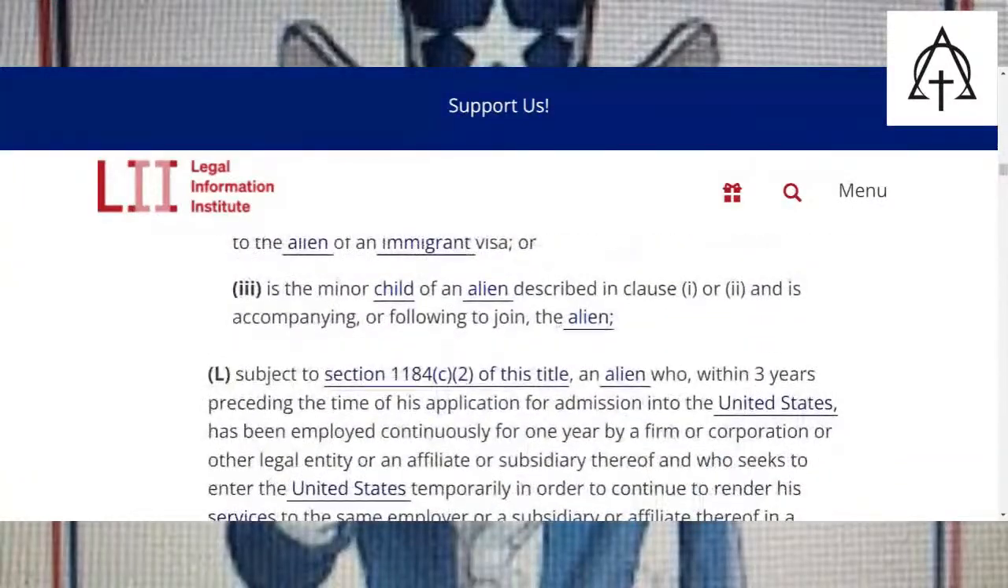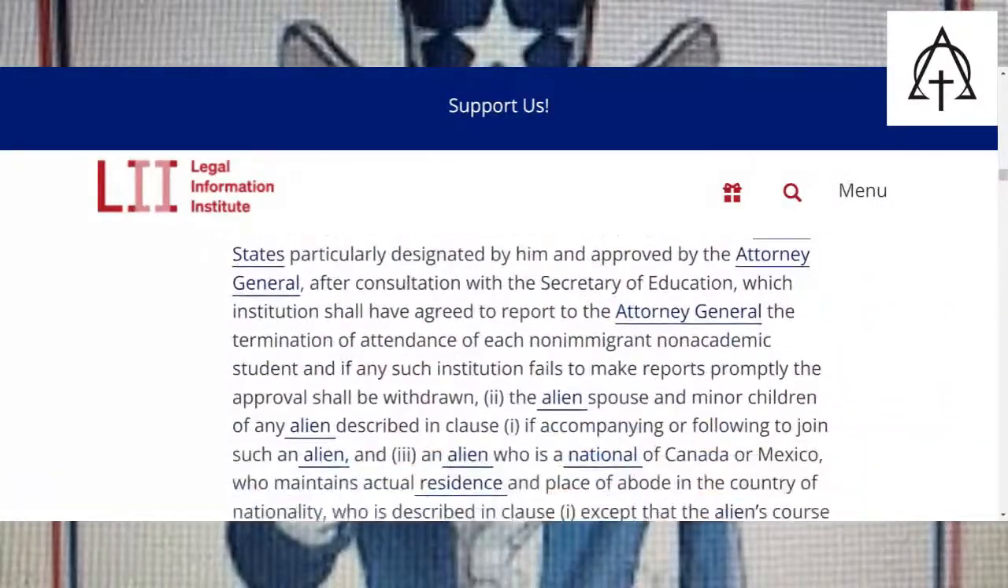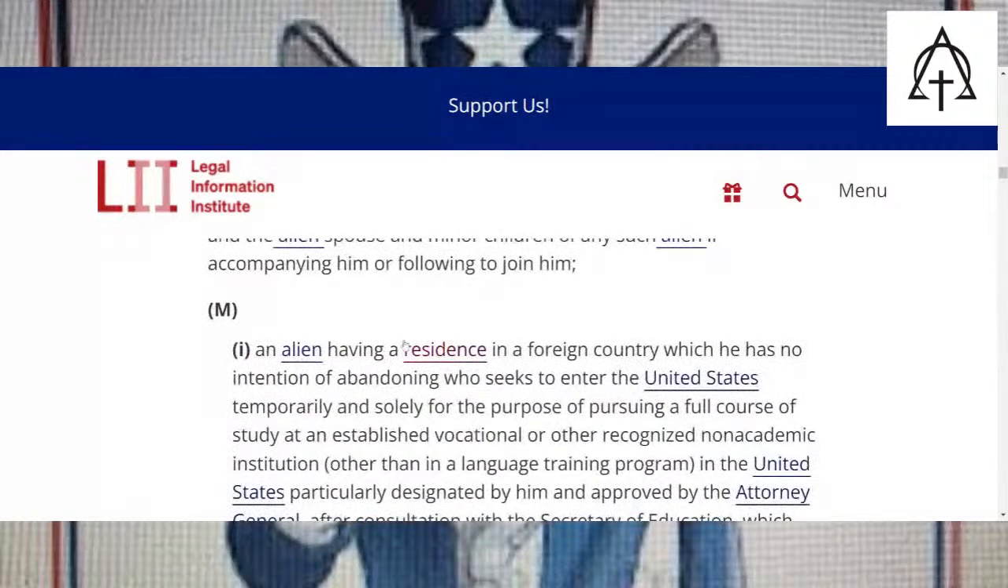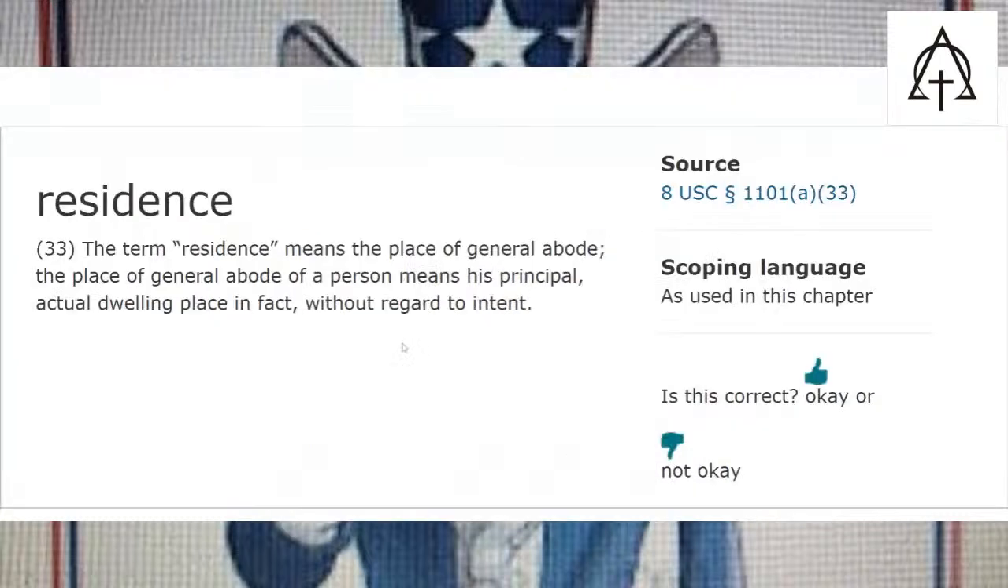They got a lot of things about alien crewmen. An alien having residence in a foreign country. What's residence? Residence means the place of general abode. The place of general abode of a person means his principal, actual dwelling place, in fact, without regard to intent.